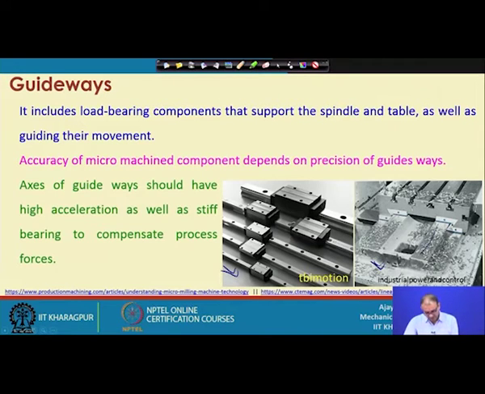So, these are the guideways and this is the table on which you are putting your workpiece. So, this whole thing will move to and fro. That is one particular axis, let us consider it is the y axis, and the same thing is for the x axis also. So, you need two such guideways for making x and y motion, and if it is a z axis then you need one vertical guideway, so that you can get x, y, z all the motion together.